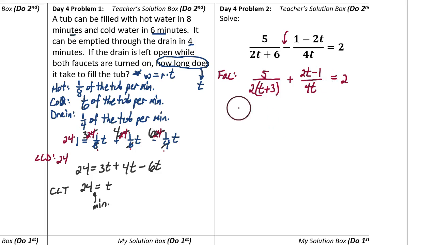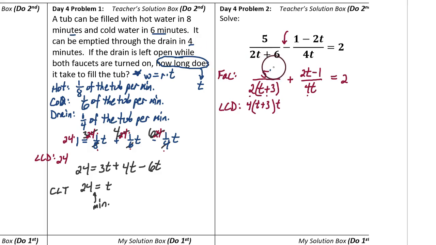Now let's figure out what the LCD is. In the denominator, there's a 2 here and a 4 over here. The LCD of a 2 and a 4 is a 4. This first fraction has a t plus 3 factor. That's in the LCD. But this fraction here has just a plain old t. That's in the LCD. So the LCD consists of these 3 factors. Let's multiply all terms by that LCD.